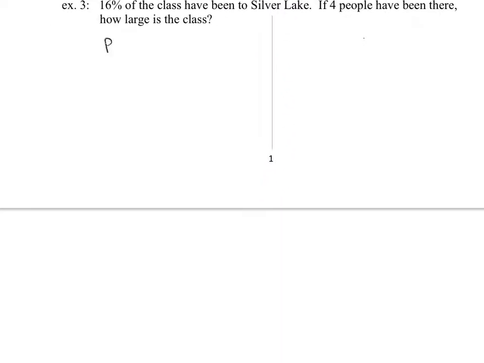So I have the part divided by the whole equals the percent over 100. If 16% of the class have been to Silver Lake, if 4 people have been there, how large is the class? So 16% goes top right, so I'd have 16 over 100. And then 4 people have been there. So the 4 people is the part. The 4 people are the 16%. 16% have been there, 4 people have been there. So it's kind of like we have the wholes here and we have the parts there.